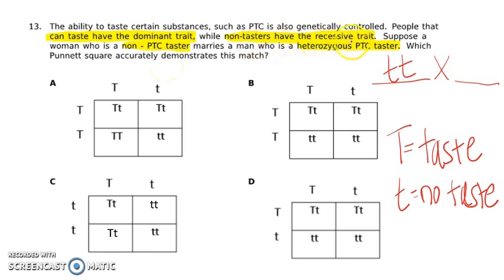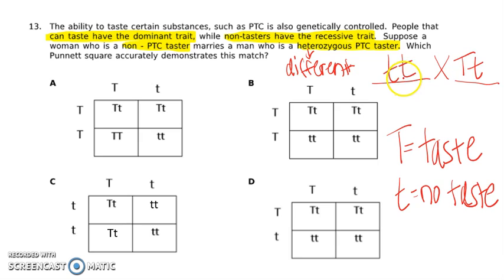The man is a heterozygous PTC taster. Remember that heterozygous means different. So we have different sized letters. We're going to have one dominant and one recessive. So based on this, we can go through and figure out which Punnett square has these two parent genotypes in it.